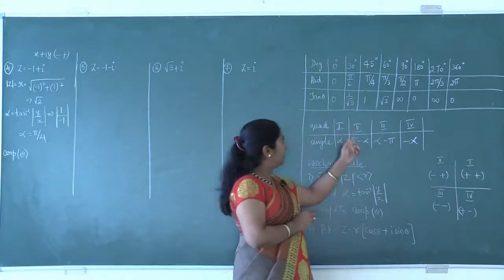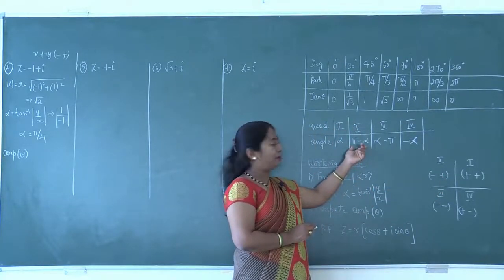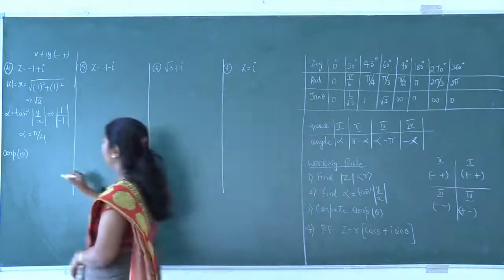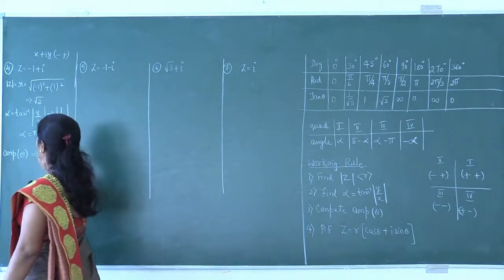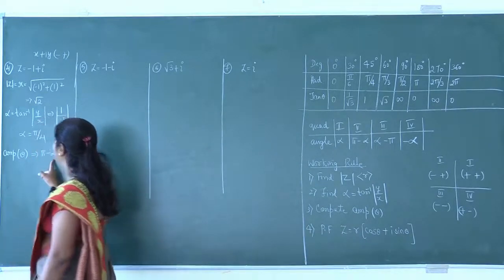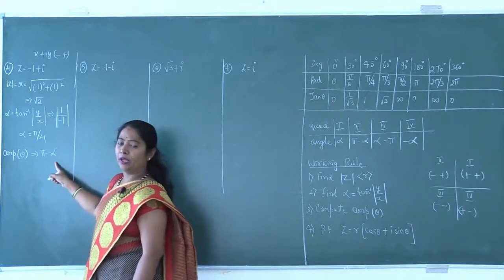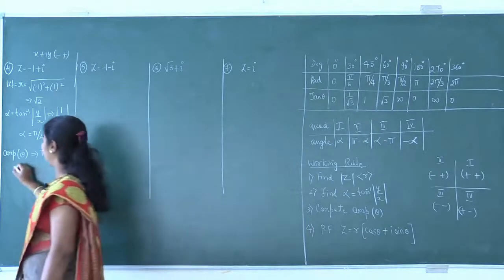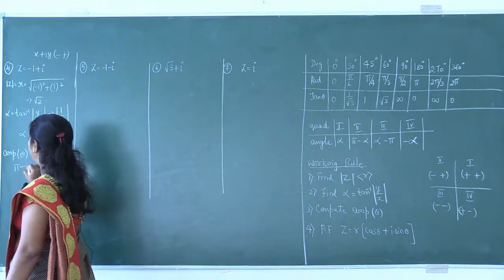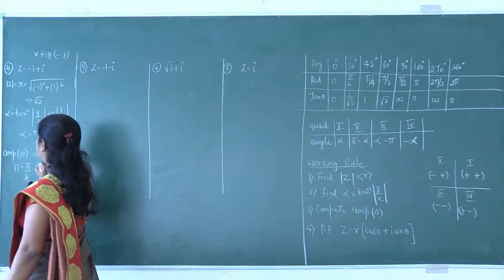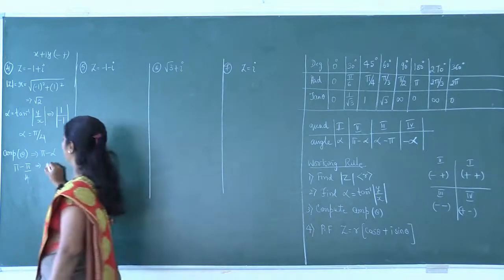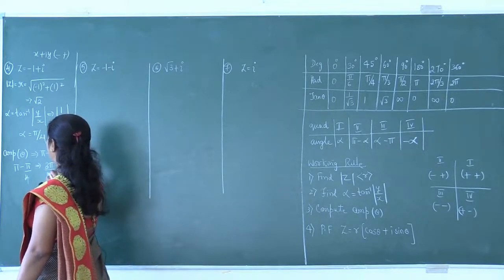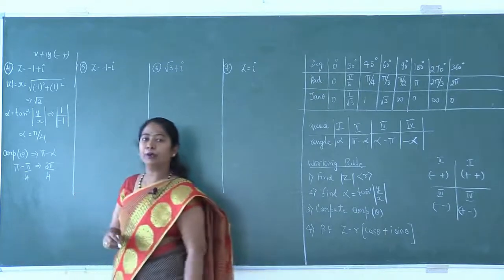In the second quadrant, what is the value of theta here? Pi minus alpha. So amplitude theta is nothing but pi minus alpha. What is the value of alpha? Pi by 4. We need to substitute the value of alpha as pi by 4. We get pi minus pi by 4. When you cross multiply, 4 pi minus pi will be 3 pi by 4. This is the value of amplitude theta.